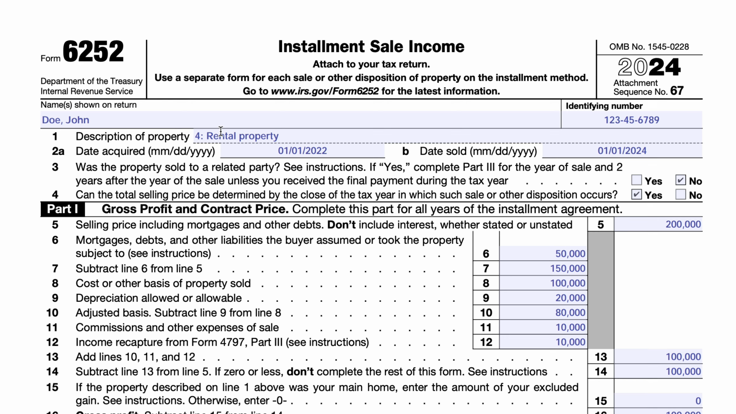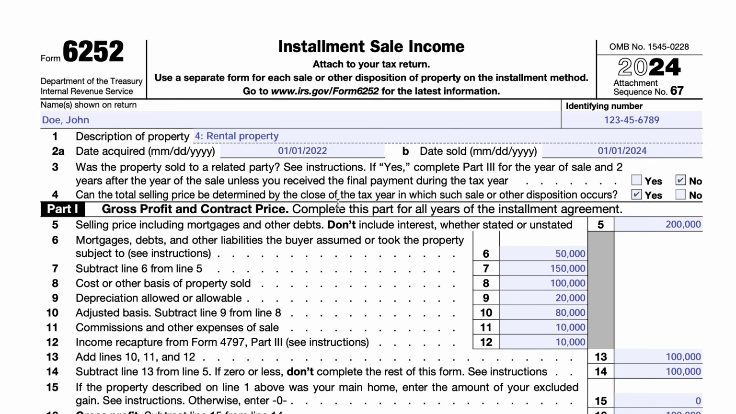Category 2 would be personal use property under Internal Revenue Code section 1275(b)(3). Category 3 would be any property used or produced in the trade or business of farming. And then category 4 is all other installment sales not listed. That's why we have a 4 here.